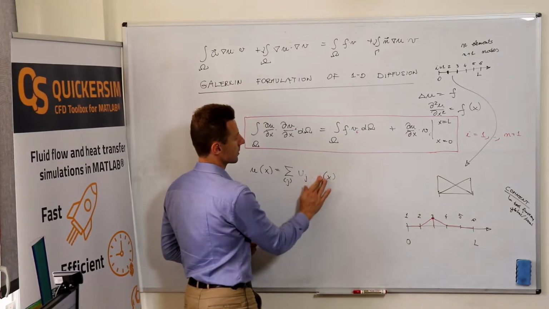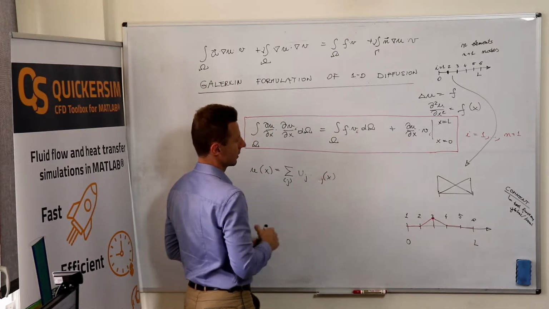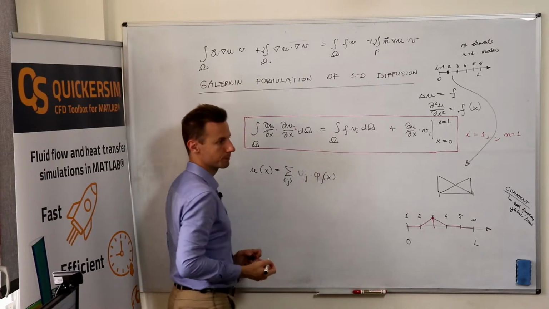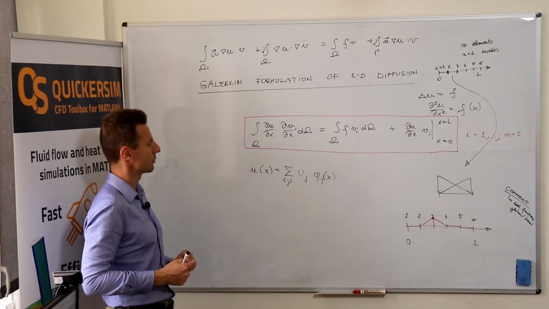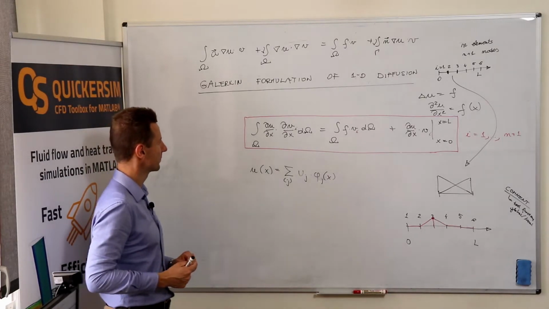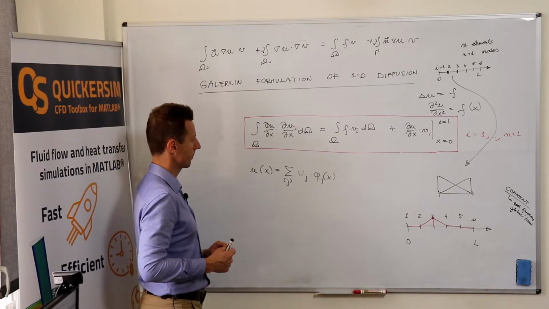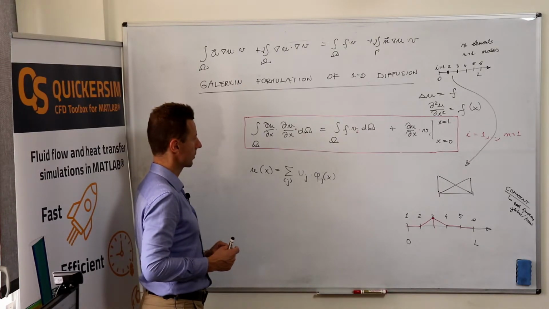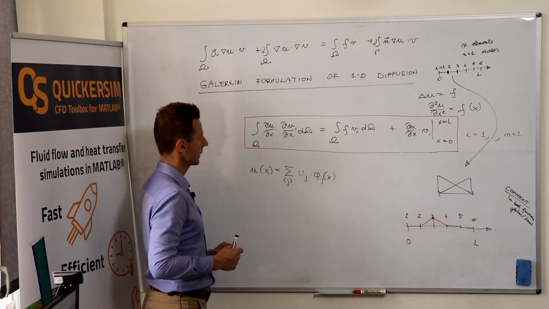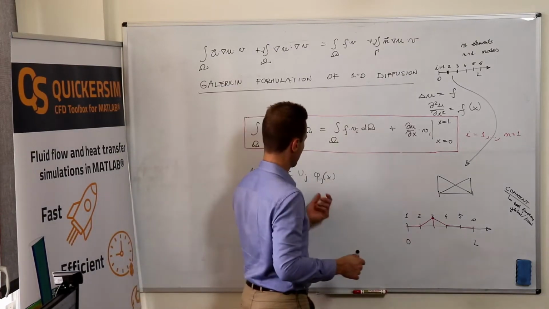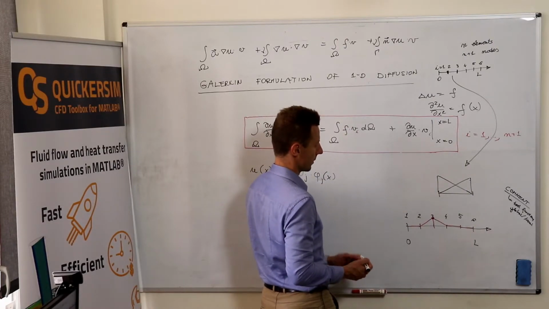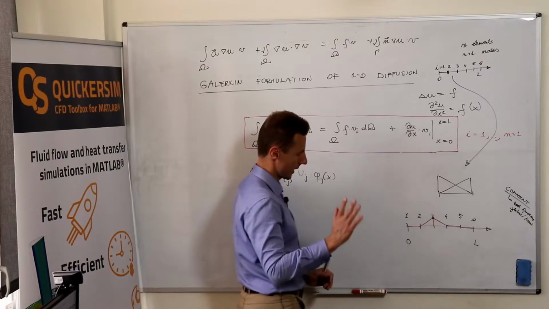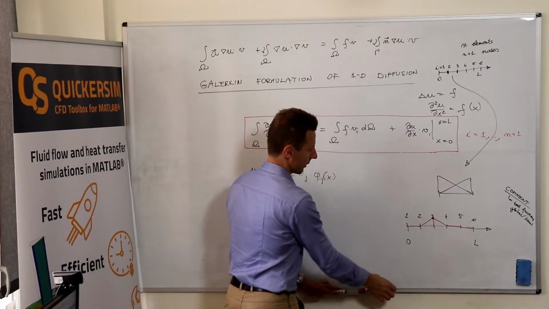Or maybe let me use phi. It will look a bit better than capital N all the time. Good. So what we need to do is, and obviously the test functions are exactly the same, we need to start thinking about that in the global sense.